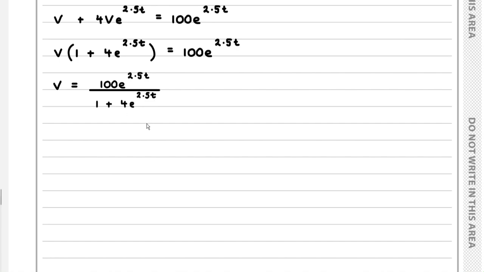And now what we need to do is divide each term by e to the 2.5t. So I have v equals 100 e to the 2.5t over e to the 2.5t, which is 100. 1 divided by e to the 2.5t, that's e to the negative 2.5t, and 4 e to the 2.5t over e to the 2.5t is just 4. And therefore, v equals 100 over e to the negative 2.5t plus 4.